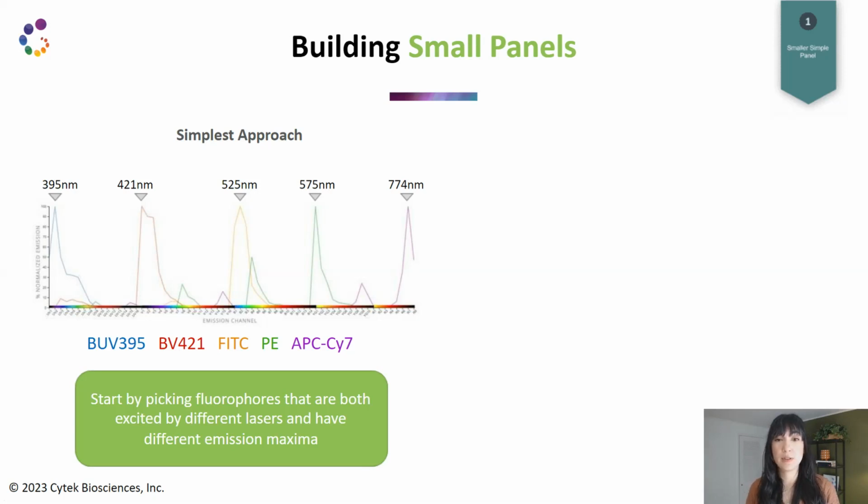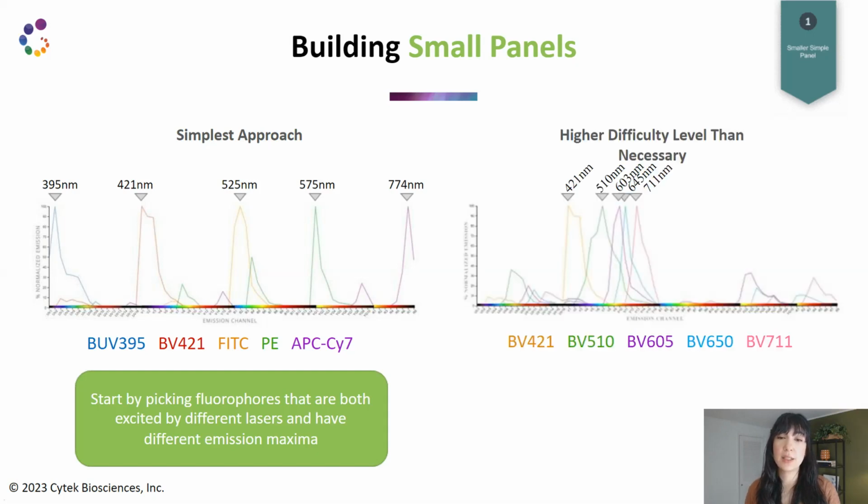They're all excited by different lasers, and we can see the emission maximum listed at the top there ranges from 395 nanometers to 774 nanometers. However, if I was instead to select this combination, where now these 5 fluorochromes are all excited by the exact same laser, this is certainly not an impossible panel to use. You could find success with this panel.